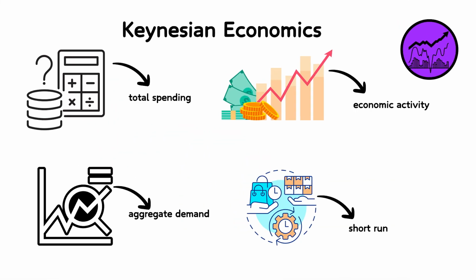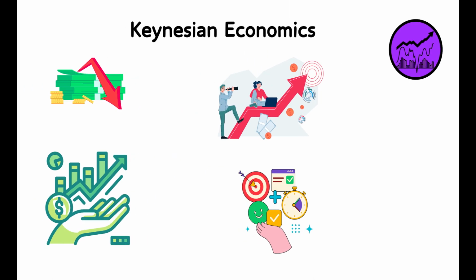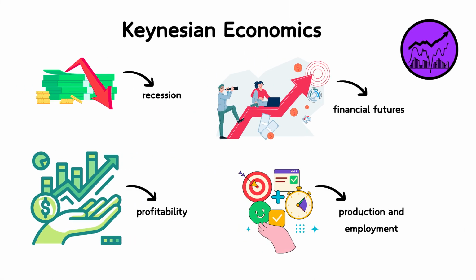Keynesian theory posits that total spending in the economy, or aggregate demand, is the primary driving force of economic activity, especially in the short run. According to Keynes, during a recession, businesses may not invest enough due to pessimistic expectations about future profitability, and consumers may not spend because they fear for their financial futures. This leads to a vicious cycle where reduced spending causes businesses to cut back further on production and employment, deepening the economic slump.